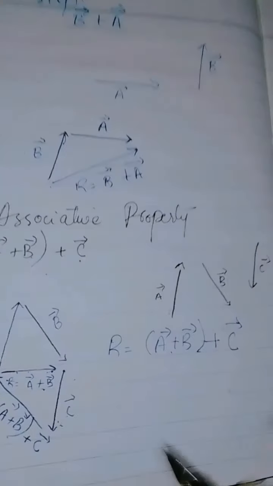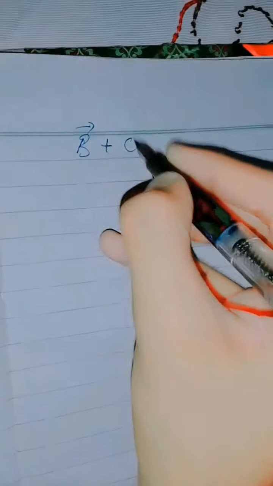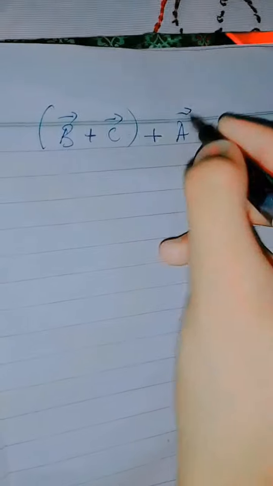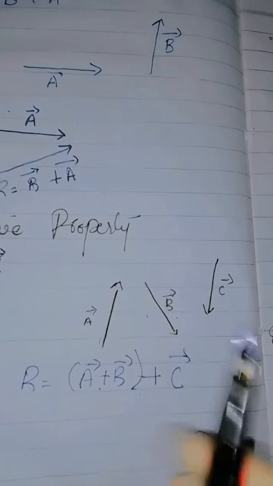So either we can do this, or now, if in the second step we add vector B and C, then to the result of this we add vector A. Is this equal to the resultant vector? Let us see. Now these were the three vectors. First of all, we'll add vector B and vector C.